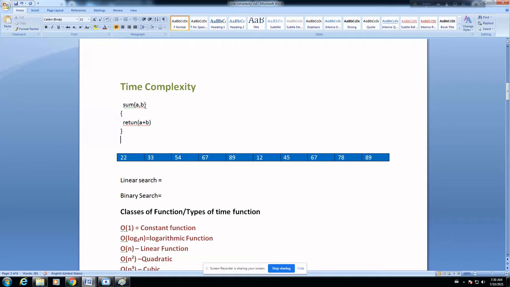Now for different programs, time complexities are different. Even one program can be written in different ways. For example, if I want to write a factorial program, we can write it in an iterative way, that means using a for loop or while loop, or we can write the factorial program using a recursive way. In both cases, again the time complexities are different.